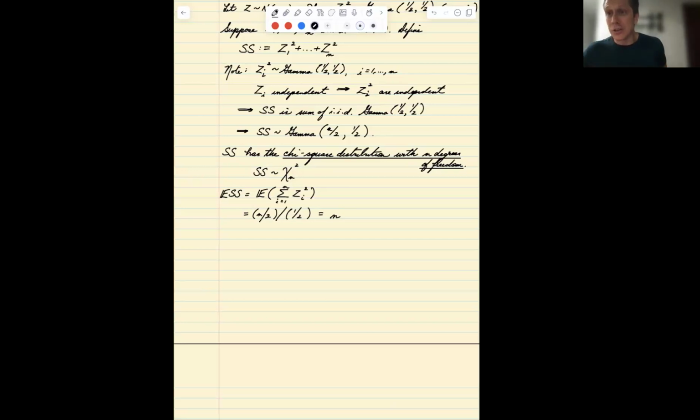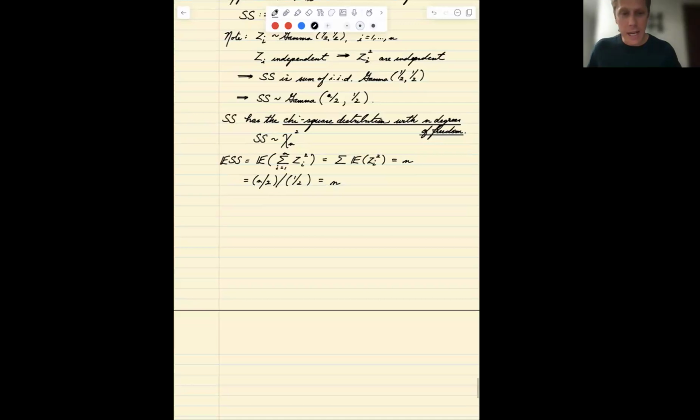This could easily also be obtained by the fact that we know that the second moment of normal 0, 1 is just 1, right? So this is n. So there's a couple of ways to calculate this. This should be directly from the relationship of gamma to the gamma, which we already know.